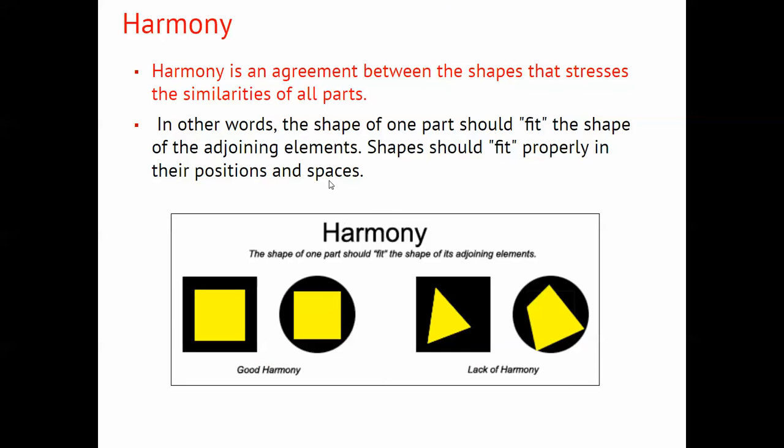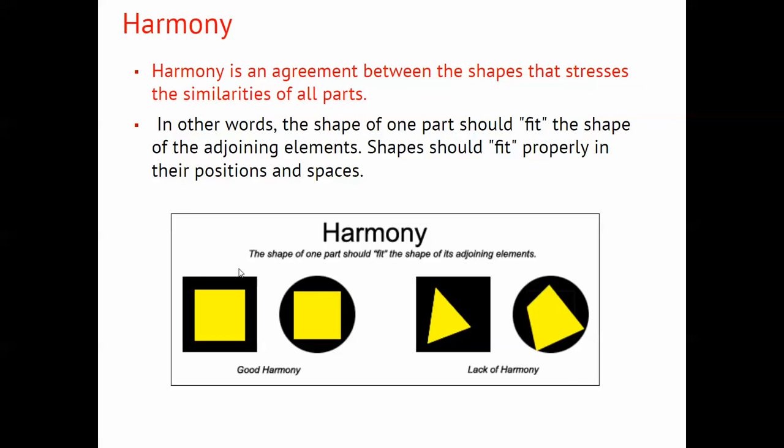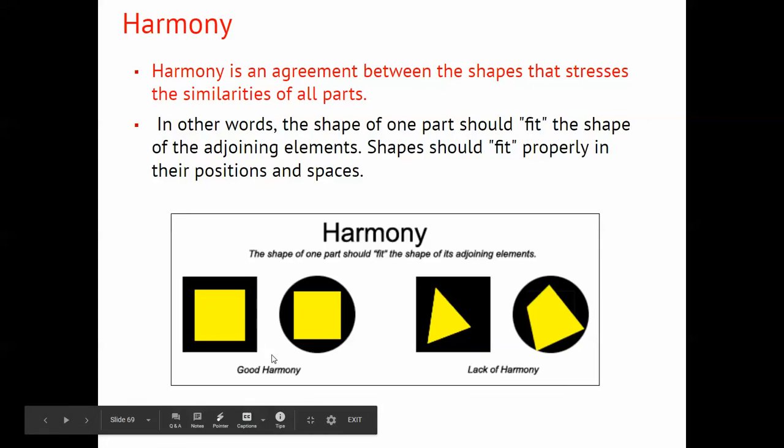Okay, so harmony is an agreement between the shapes and the stresses and similarities of all the parts. So these things have good harmony. These things lack harmony. So if we were trying to do something for Halloween or something to make us feel kind of off kilter, these would work good. So sometimes you want to use the lack of harmony on purpose. If you want things to kind of be smooth and just be normal, we could use harmony.